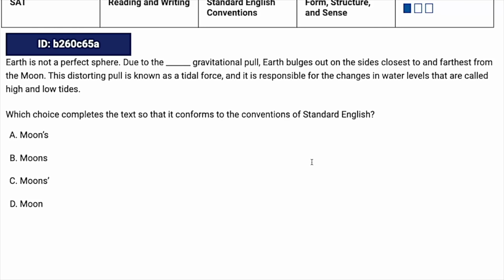All right, and right there, I know gravitational pull belongs to the moon. I know there's only one moon. I could also read this first sentence, "Earth is not a perfect sphere." So I know it's talking about our moon, of which there's only one. So it would be singular possessive, which should just be an apostrophe S, which is A. And when you're not feeling super confident, definitely eliminate answers before you choose an answer. I was 100% sure that was the answer, so we're good.